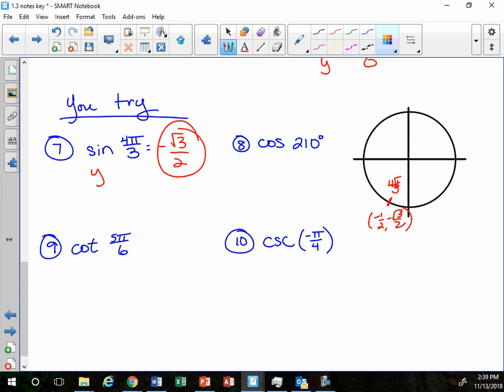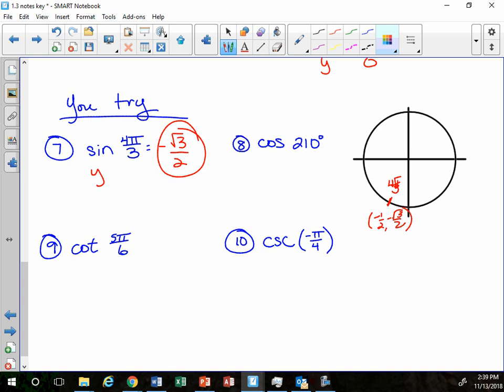How many got 7 right? Do we get it now? Question on it? Did you go to the right spot on your circle? And then all you do is look at the y value at that spot. Sine is y. Guys, make sure you're looking at an accurate unit circle when you're doing this, okay? You have the wrong unit circle, it does not go well.